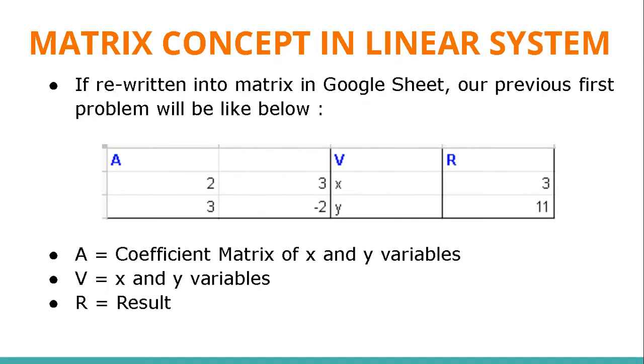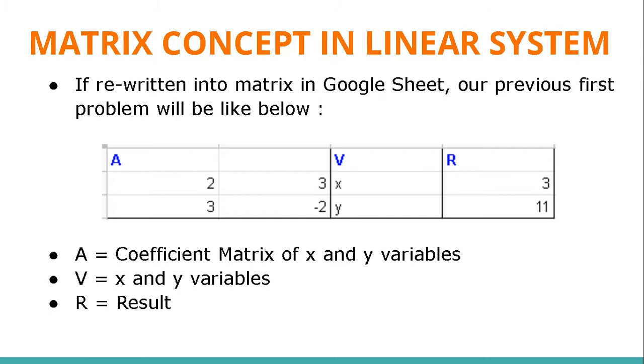So let's start with the simplest problem, the first one, which is 2x plus 3y equals 3 and 3x minus 2y equals 11. We just need to rewrite the problem into three matrices. The first is matrix A, which is the coefficient matrix of the variables, then matrix V, which is the variables themselves, and matrix R, which is the result of the linear system.